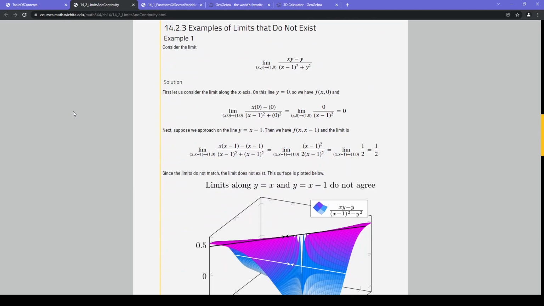I'm going to lean on the notes here because these pictures are hard to draw. Anyway, here is an example of a function. We want to look at the limit as we approach the point (1, 0) of the function xy minus y all over x minus 1 quantity squared plus y squared.